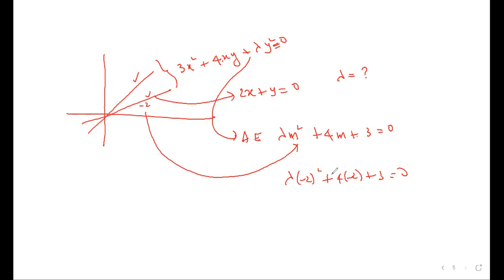If the slope of one of the lines is given to you, the slope of that line satisfies the auxiliary equation. What did I say? If the slope of one of the lines is known, what can you say? That slope will satisfy the auxiliary equation. Let's summarize all that we have learned once again from the beginning.